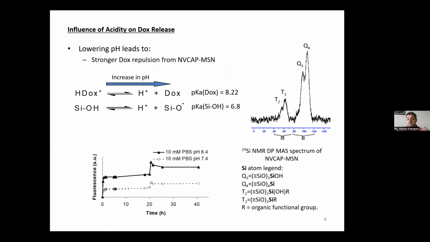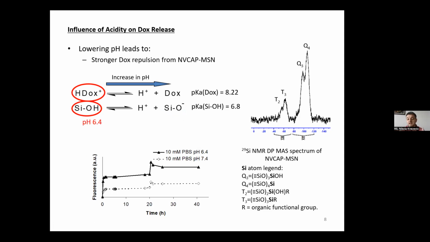This is actually the innate ability of silica to be protonated. The surface of the silica at pH 7.4 is more deprotonated. So you can see silanols are deprotonated and doxorubicin is protonated, so they are attracted to each other. But at 6.4, more protonation of the surface occurs, and then doxorubicin comes out.